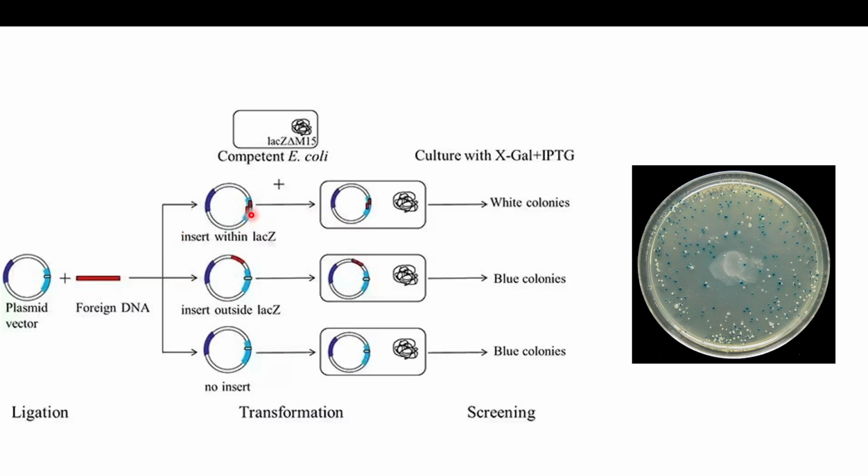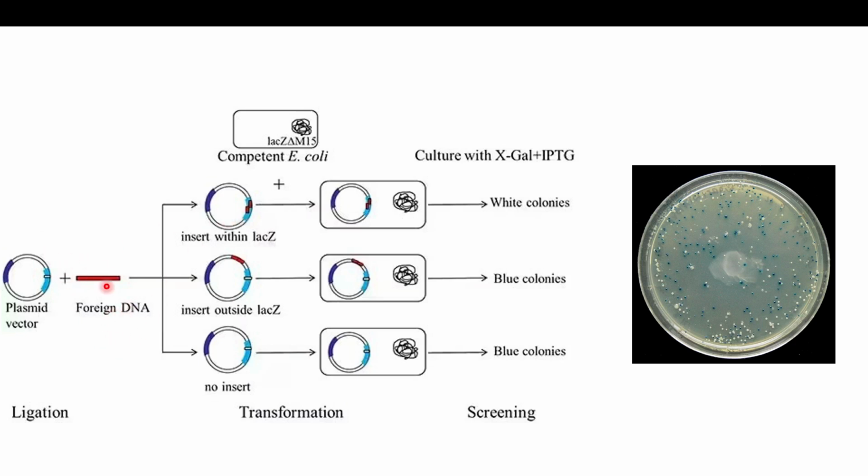If everything is fine, where there's no insertion, and this particular plasmid vector is transformed into these E. coli cells, overall the alpha and omega peptides will complement each other and form a functional beta-galactosidase enzyme, which will act on the substrate, like X-gal or ONPG, which will be cleaved to form a chromogenic product, an insoluble blue product.